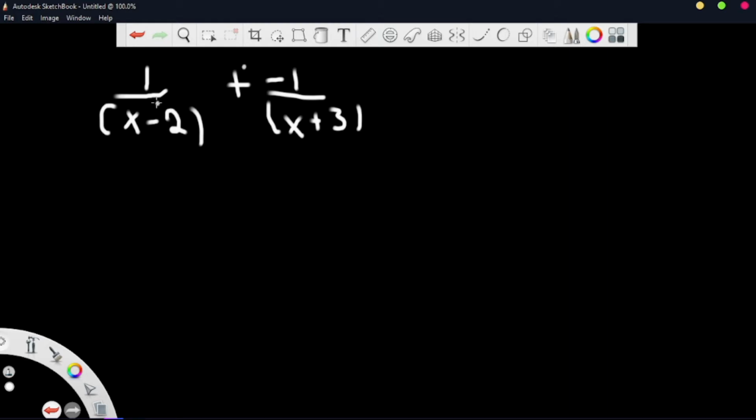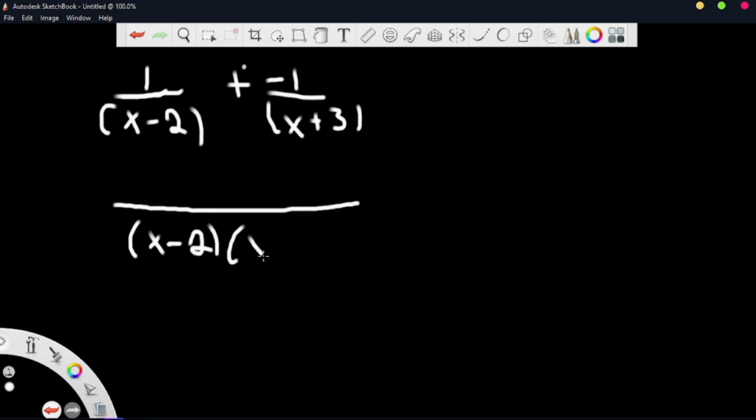We have to look for the lowest common denominator in which these two values can go into. So the lowest common denominator that these two values can go into is the combined value of them. So we are going to have that, and then we're just going to bring this to our denominators. We're going to have our x minus 2, and then we're going to have our x plus 3.